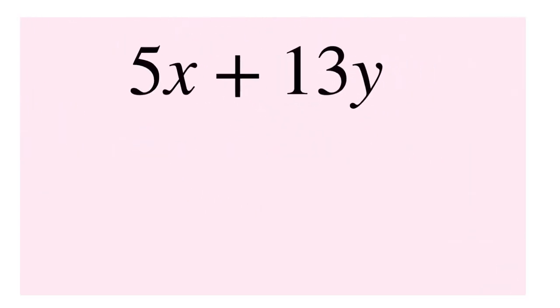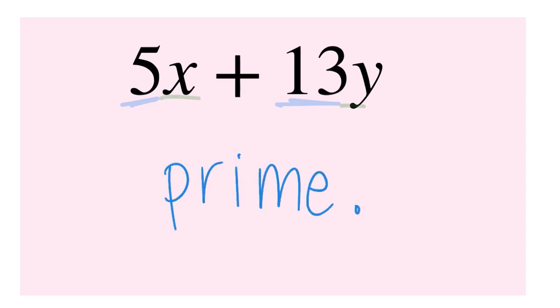All right, and the last example, so let's see, 5 and 13. Well, those don't have anything in common. There's nothing that goes into 5 and 13 aside from 1. So nothing there. Same thing with the letters. The letters are not in common either. So we would call this one prime because it cannot be factored.